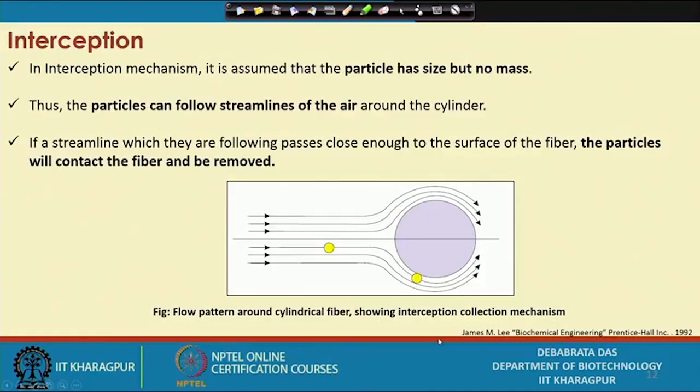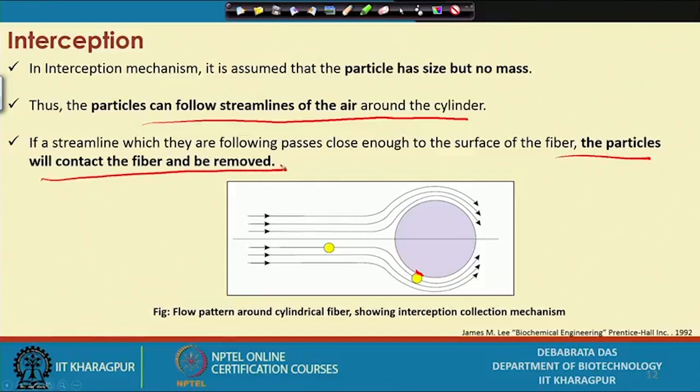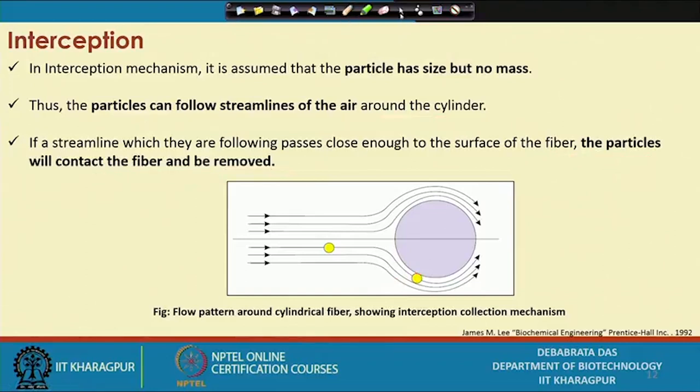Now, in case of interception, I told you this is how it happens: the particle moves like this, and when it moves it touches the surface of the fiber. The particle can follow the flow stream in the air around, and the particle will contact the fiber and be removed. If the particle is removed through this, we call it removal through interception.